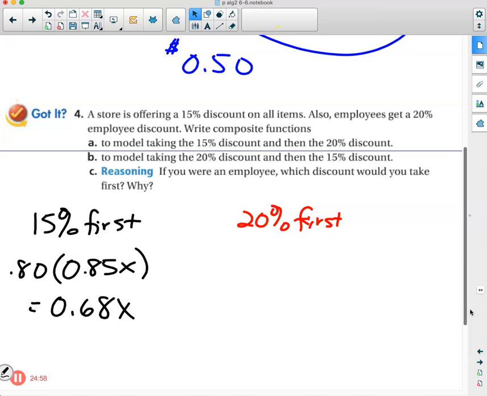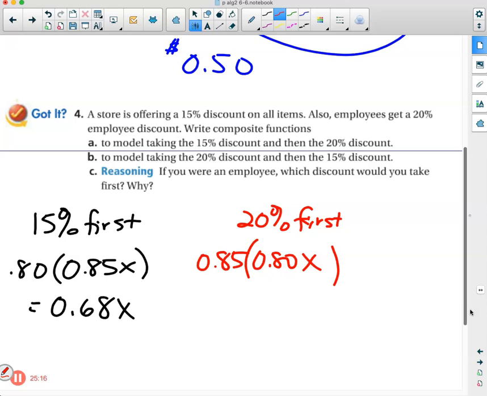Let's go to the 20% first. All right, remind me again. If you're not paying 20%, you're paying how much? 80%. And then after that, you get the 15% off, which means you're paying how much? 85%. Wait a second. 0.8 times 0.85 is going to give you the same answer as 0.85 times 0.8.